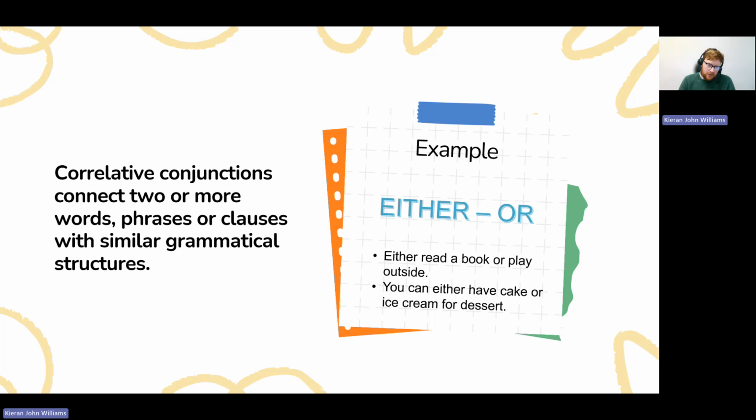So we see some examples here, either read a book or play outside. So you've got to choose between the first option and the second option. You can only choose one of those options. So it's a choice of one out of two. You can either have cake or ice cream for dessert. So you need to choose one of those options, cake or ice cream. So that correlative conjunction there is useful because it shows that you've got to make a choice.